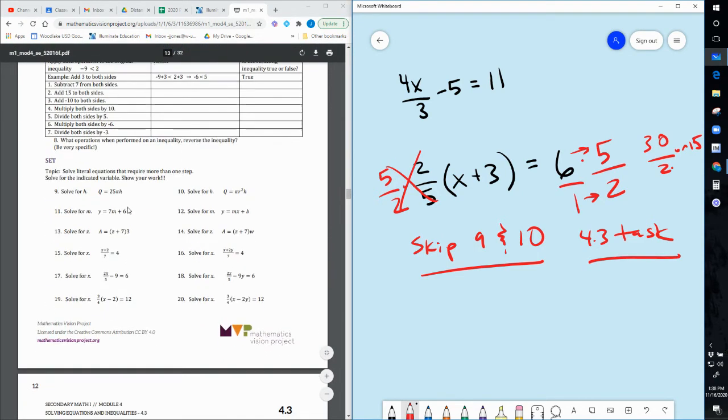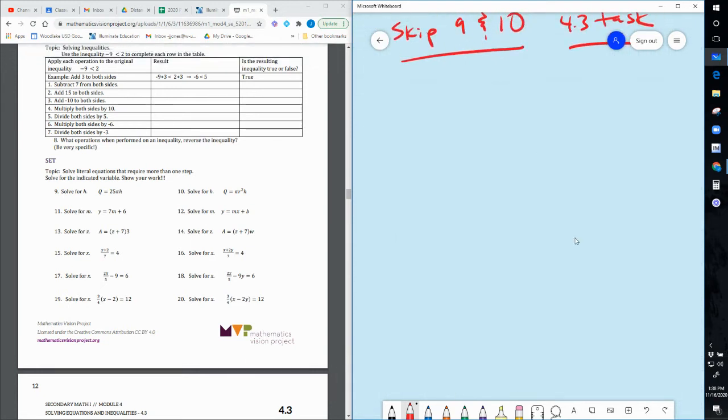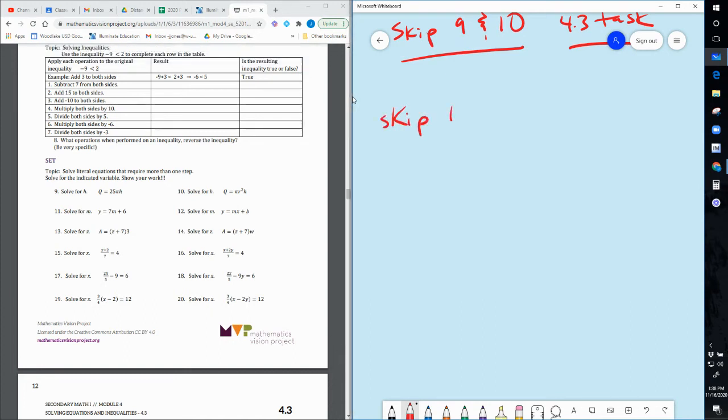Okay, now we're going to go down to the Ready, Set, Go 4.3. We're going to do both at the same time. So we're going to start off on number 9. So skip 1 through 7 on 4.3 Ready, Set, Go. Okay. All right, let's look at all these.